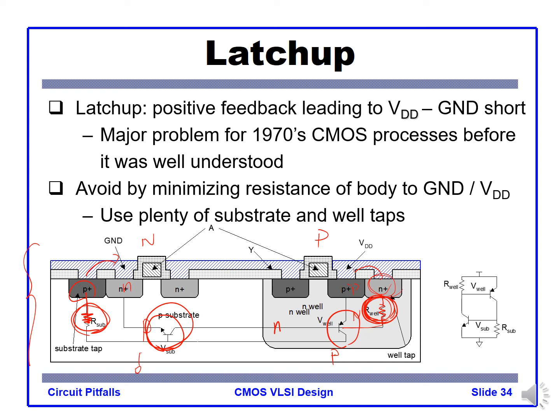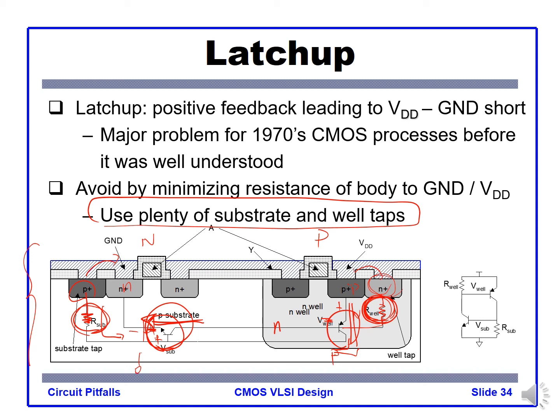Then there's a small amount of current flow. There will be a voltage drop between base and emitter, that will cause a large amount of current flow here. And also for the PMOS, if there's a small amount of voltage drop here, that will cause a large amount of current there. So it is very critical to have plenty of substrate and well taps nearby the PMOS and NMOS, right?